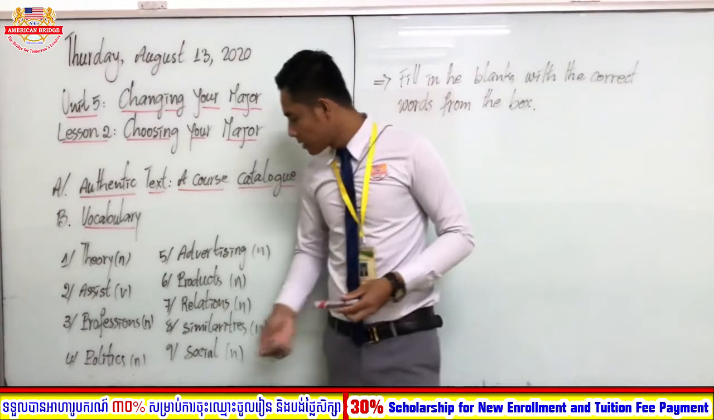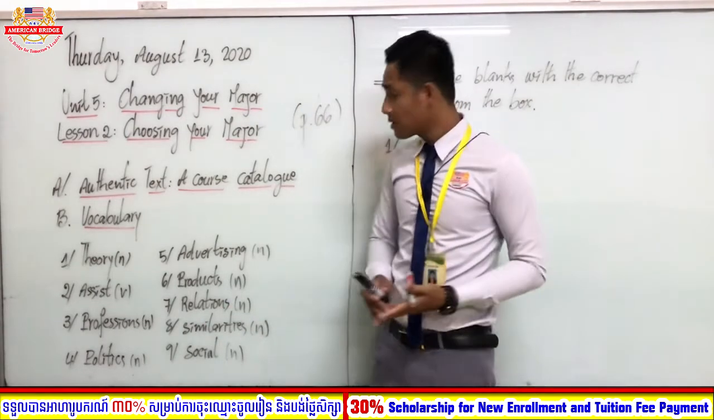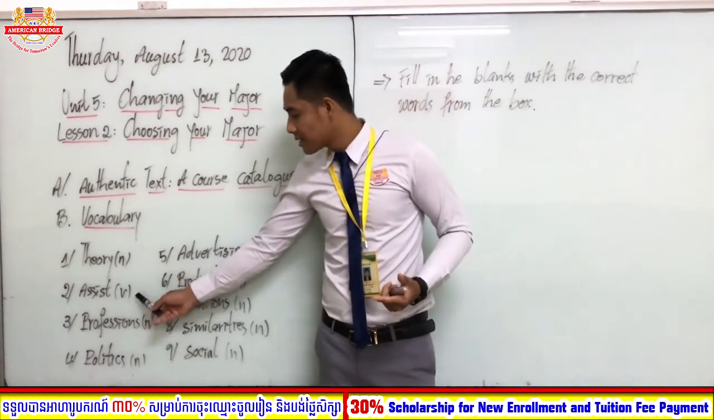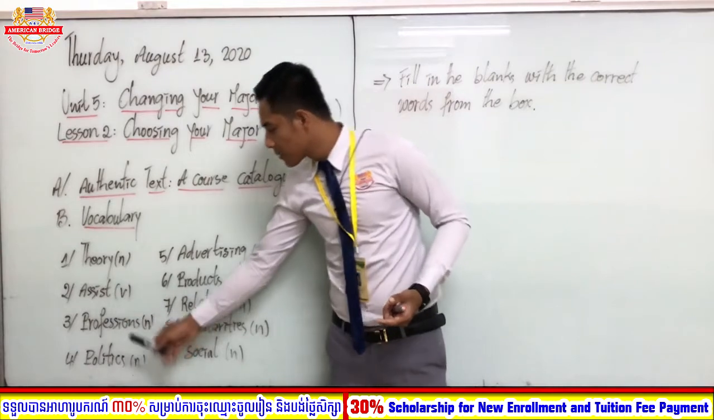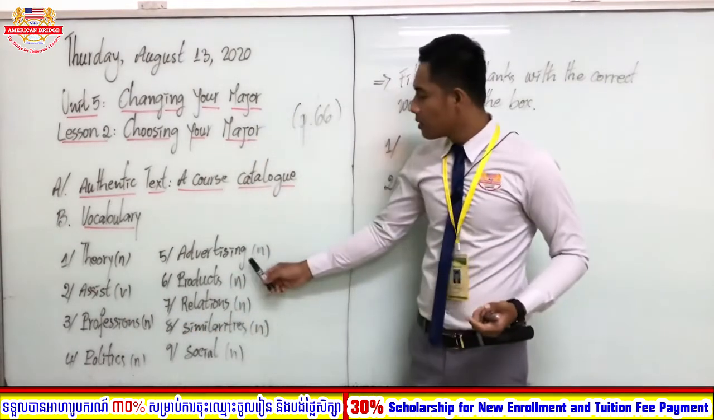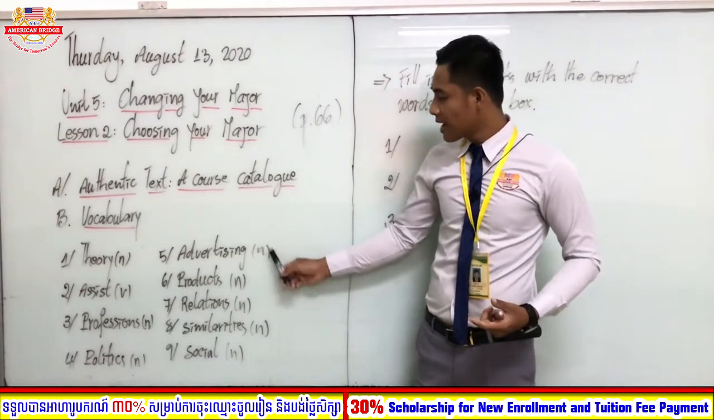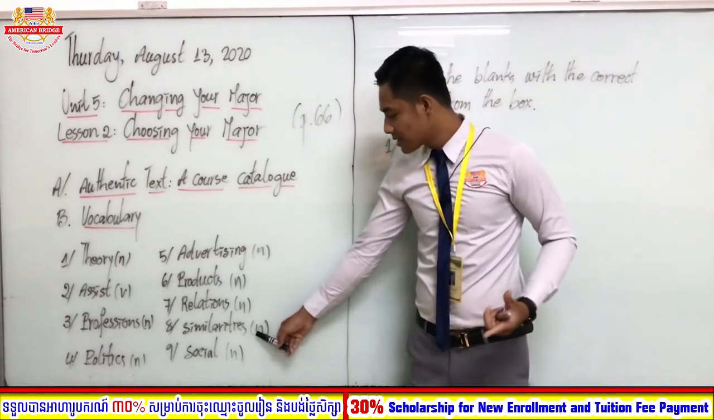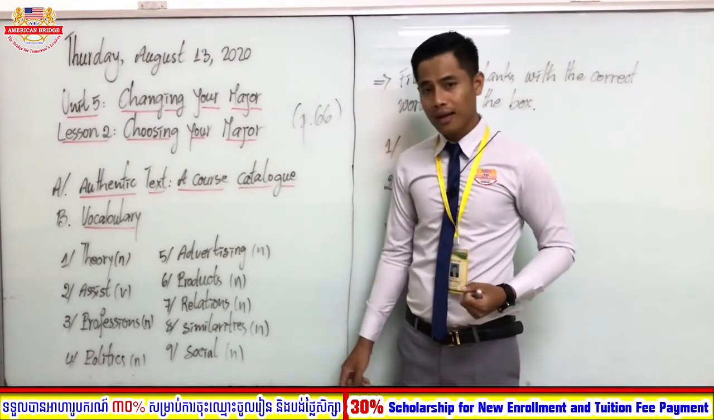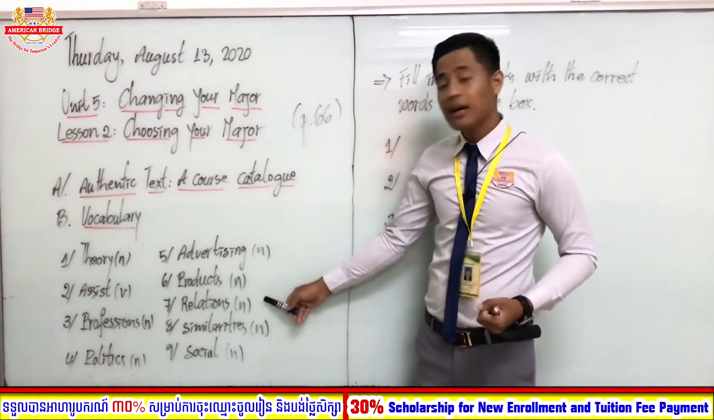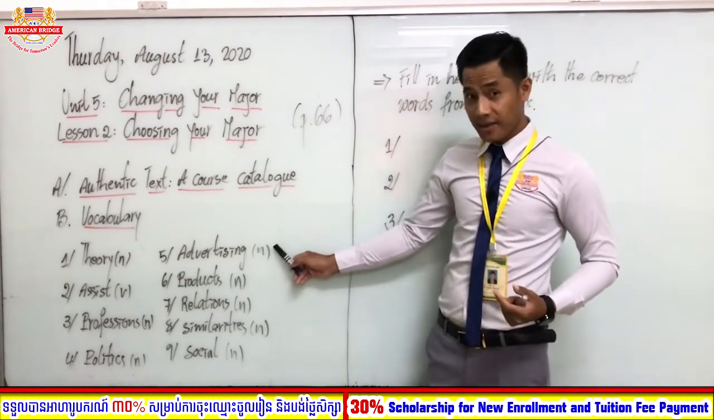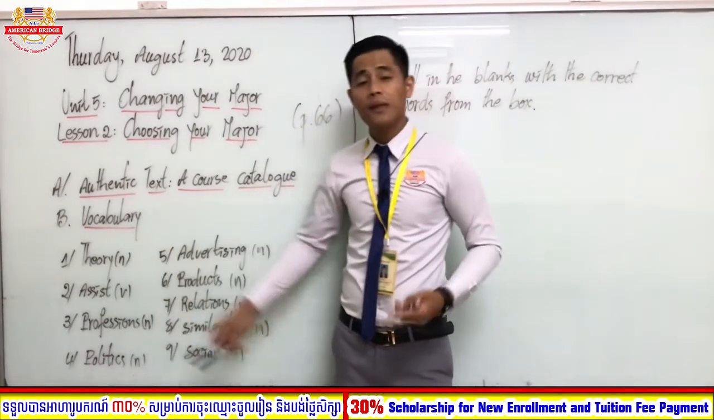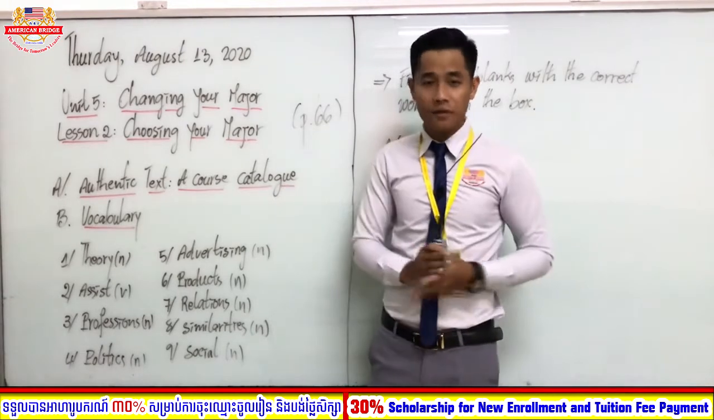So we have vocabulary from 1 to 9. Let teacher read it for you first. 1. Theory. Again, theory. 2. Exist. Professions. Politics. 5. Advertising. Products. Relations. Similarities. Social. Again, social, similarities, relations, products, advertising, politics, professions, exist, theory. Okay, students, repeat after me all together.